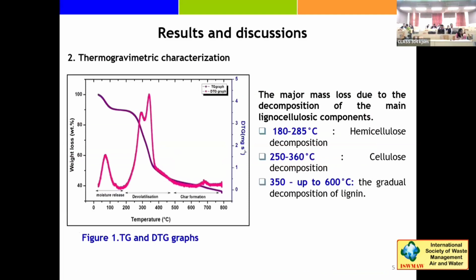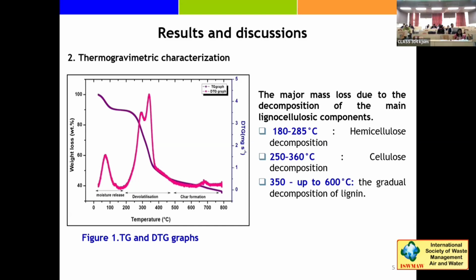Following that, we have a thermogravimetric analysis which presents the major mass loss in biomass occurs through the decomposition of its primary lignocellulosic components, particularly between 180 and 285 degrees. We observe the breakdown of hemicelluloses. Moving on to temperatures ranging from 250 to 360 degrees, the cellulose decomposition takes place.